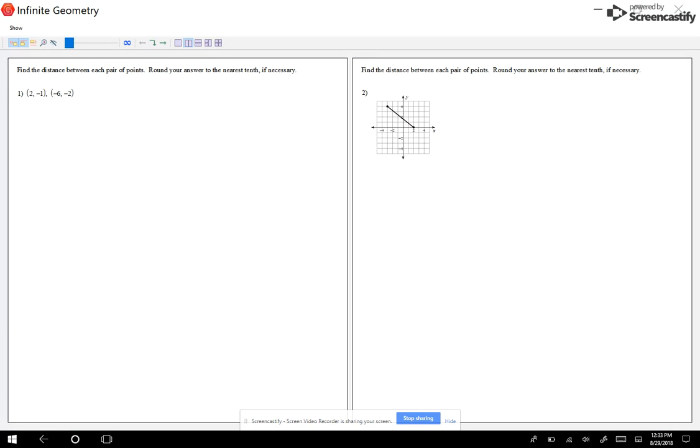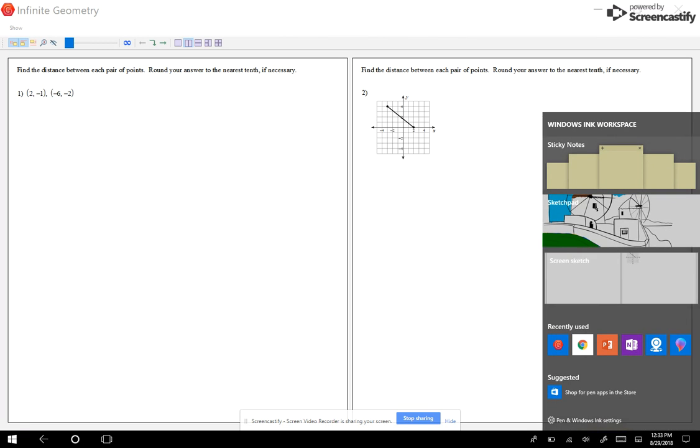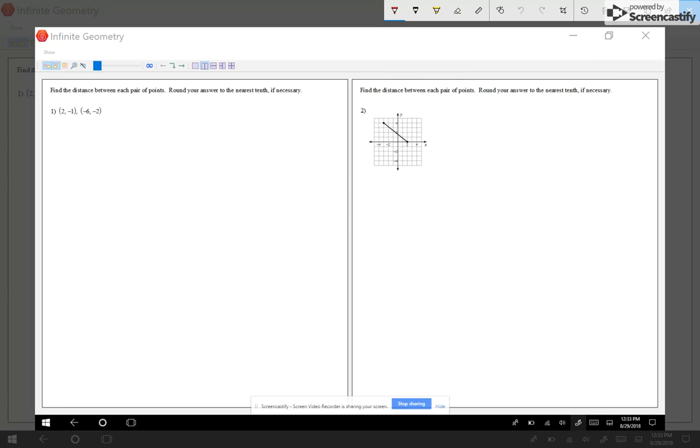All right, guys, so let's take a look at our distance formula. What we're going to be looking at with our distance formula is basically the distance between 2 points. I can give you the coordinates of the points, and then you figure out what the distance is given the coordinates. Or I can give you a graph, and then from there you figure it out.